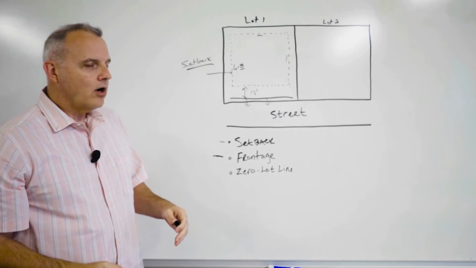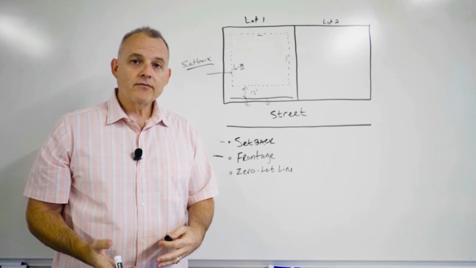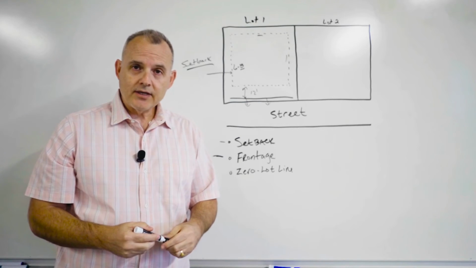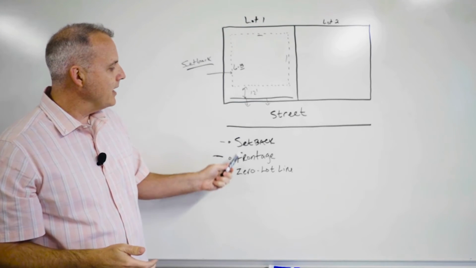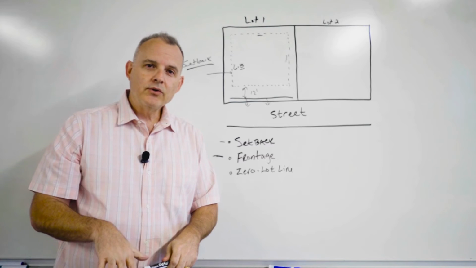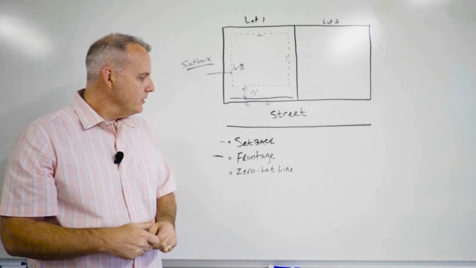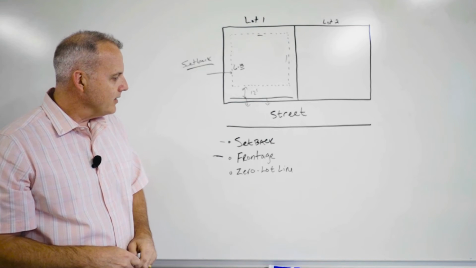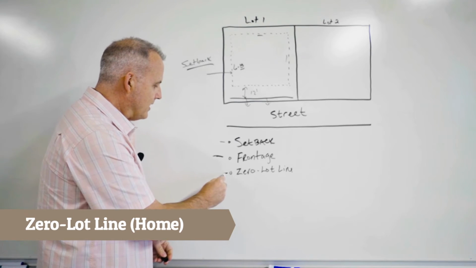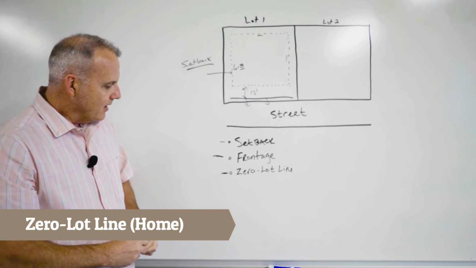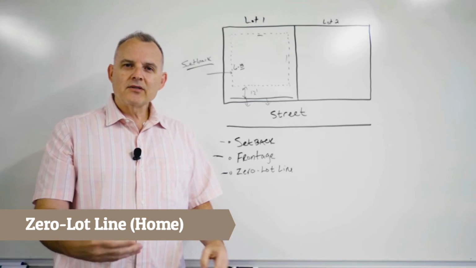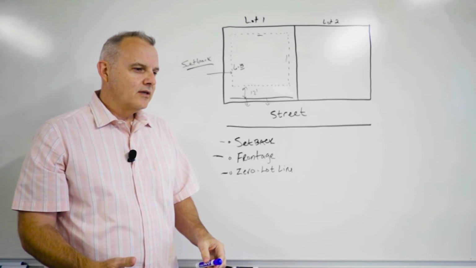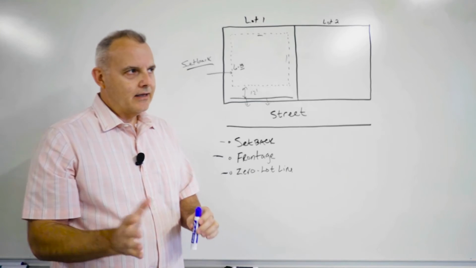Now, there are some mathematical calculations that you're going to have to know for real estate math using frontage. We're not going to do that here in this video, but I did do a previous video on how to calculate frontage. The last one I want to talk about is a zero lot line. What is a zero lot line? Because a lot of people get confused and think a zero lot line is like an encroachment, and it's not.